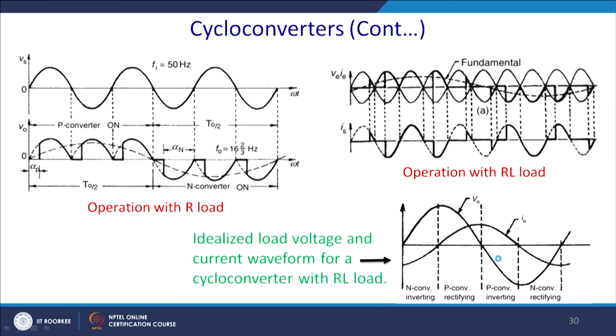So, let us take an example. This is an example and we assume that the load is resistive. This is the P type converter when it is on. So, you get these positive voltages and you continue to keep it on for a few cycles. So, you get only this kind of waveform. Thereafter, you turn on the lower converter, or the N converter. Then it will generate the negative portion of the waveform.